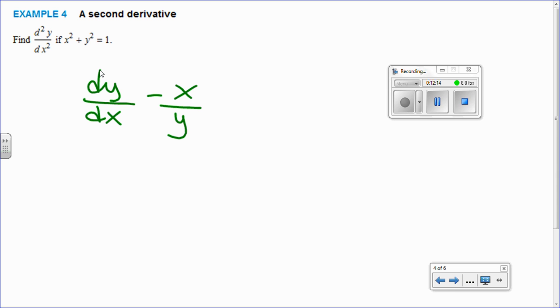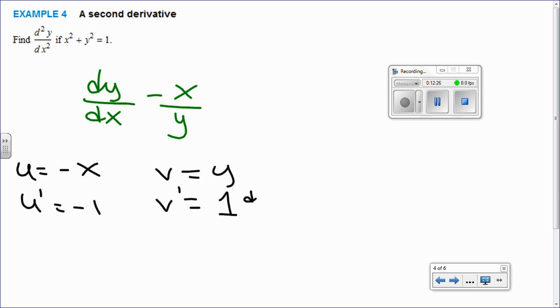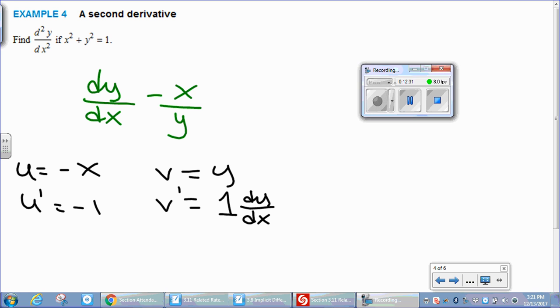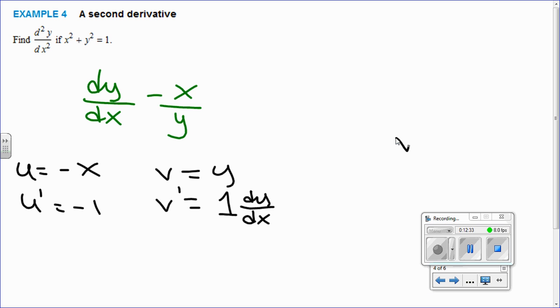Yes, we're going to use the quotient rule. So u will be -x, u prime will be -1, v will be y, and then v prime will be 1 times dy/dx. Do you guys remember the formula?